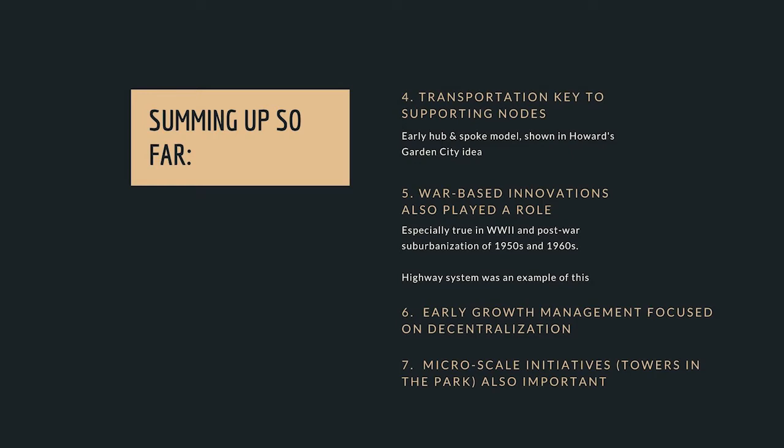We've also seen that war helped create technologies and new approaches to problems that then later played a role in post war development, and the highway system is a classic example of this. We have seen that decentralization, again, is really important, but eventually it did go beyond decentralization. And we took a quick look at a micro scale example of shifting the way we accommodate density through the towers in the park model that emerged from Le Corbusier's work.